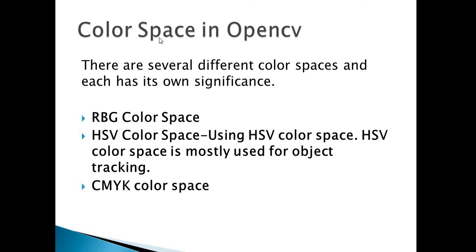There are several color spaces. There are three famous color spaces which we have to know when we are using OpenCV. RGB color space; HSV color space, which is basically used to identify or track objects; and CMYK color space, which is very important. This color is used for giving a lighting effect to your image.